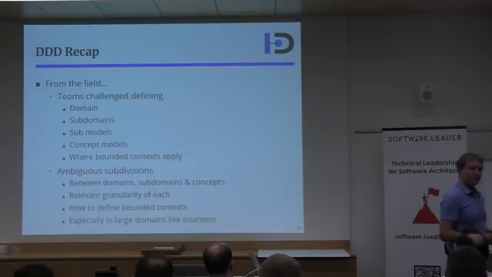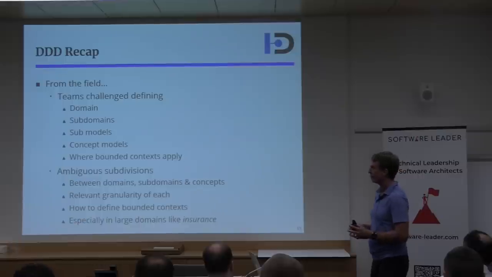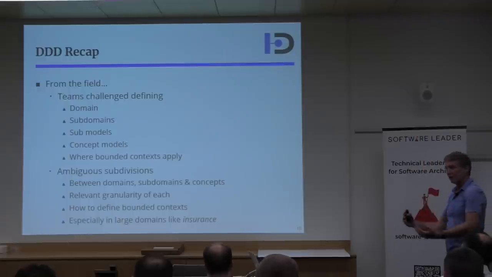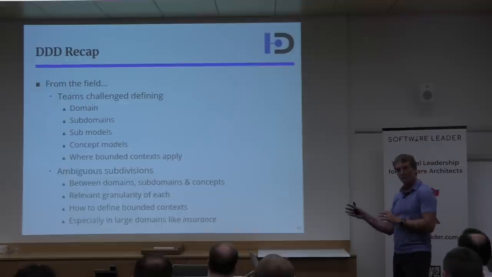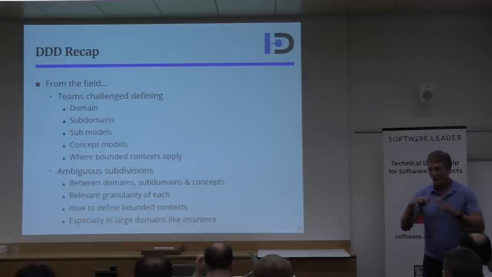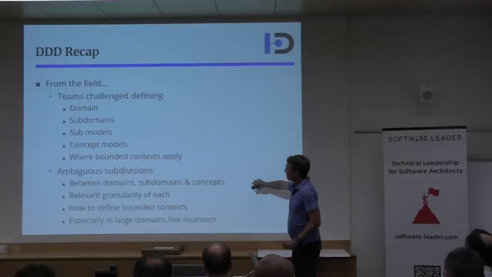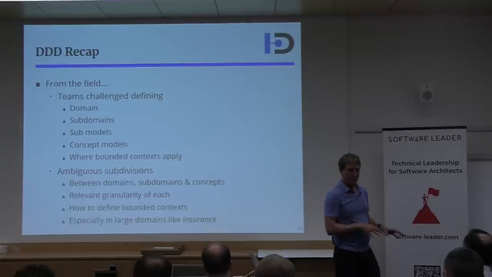My own observations of this in the field: I have used DDD and I've been involved in many teams that have also been exploring trying to create architecture from a domain-driven approach. There's a lot of ambiguity around what a domain is in the first place. What is the definition of that domain? What are the subdomains in that domain? What are the submodels, the concepts? And where do we apply bounded context across all those varying concepts? Teams end up finding it very challenging to discern those ideas and then transfer those into architecture.